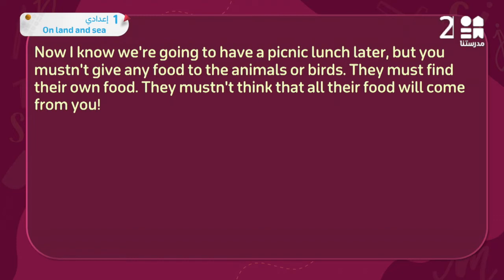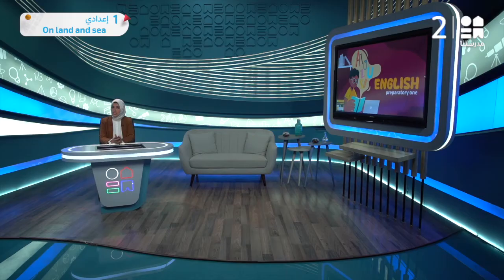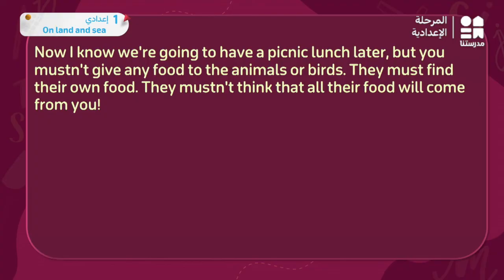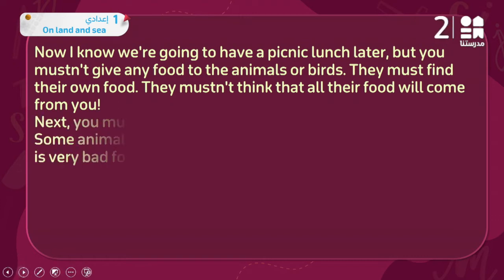They must find their own food. They mustn't think that all their food will come from you. لازم ما يتعودوش أو they mustn't think that all the food can come from the visitors or from the people. يعني يعتمدوا على نفسهم in finding their own food.